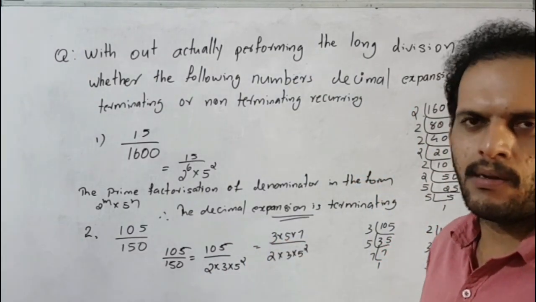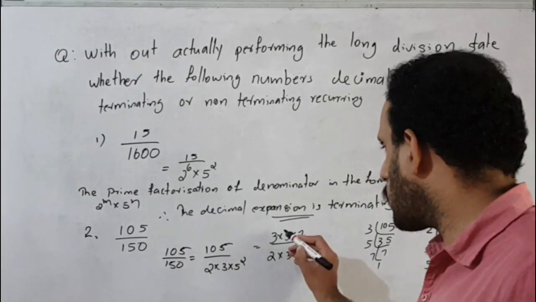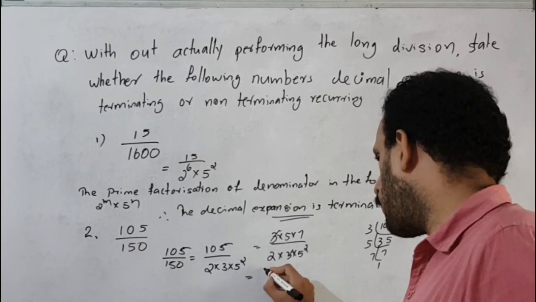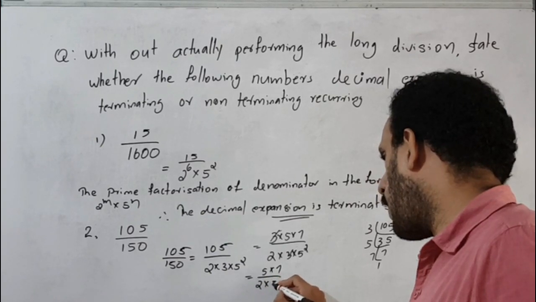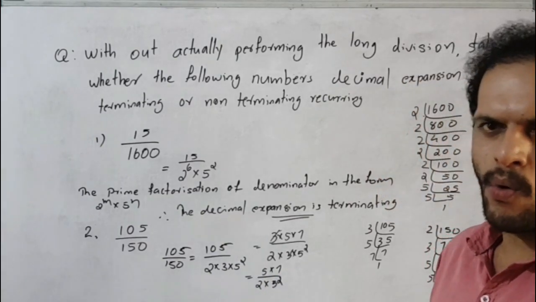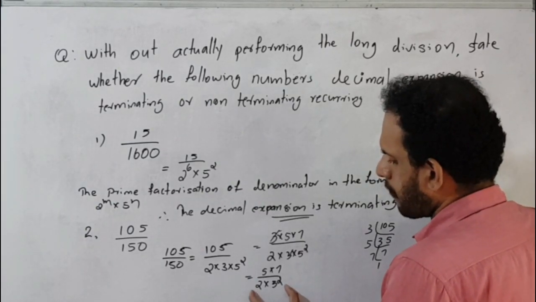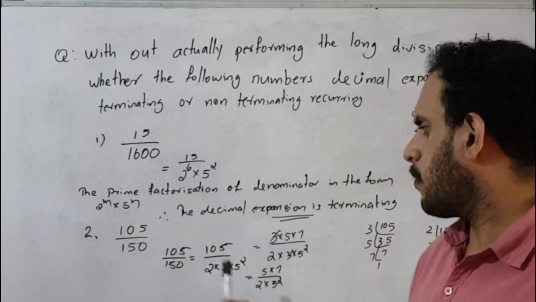Now it's very clear 3 is common in the numerator and denominator, so it's possible to cancel. Then what do we get now? We get 5 into 7 by 2 into 5 square. Correct? Now the prime factorization of the denominator is in the form 2 raised to m into 5 raised to n.